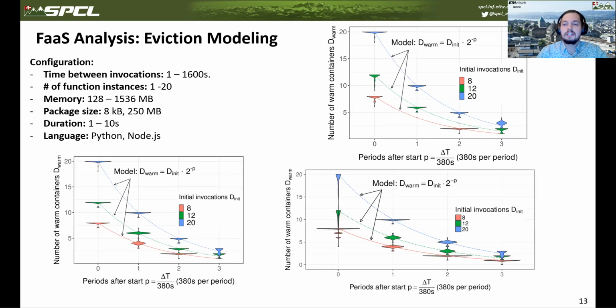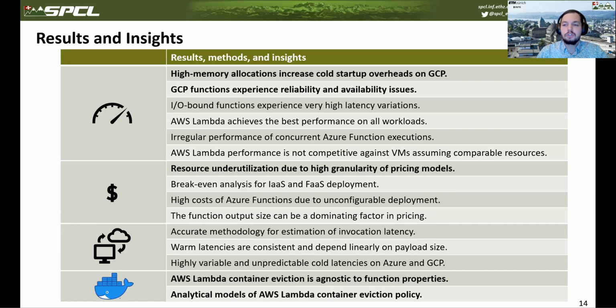But what we found out is that this policy is always basically the same. After 380 seconds, the number of active containers is divided by 2. And this is an important analytical model that helps users to invoke functions in such a way that they don't lose performance because of unexpected cold startups. There are more interesting results that we'll discuss in the second part of the talk, and all of them are in the paper.